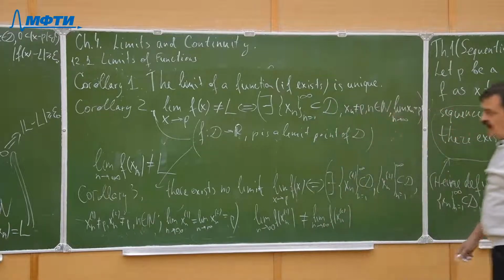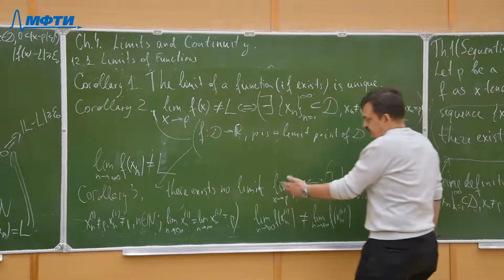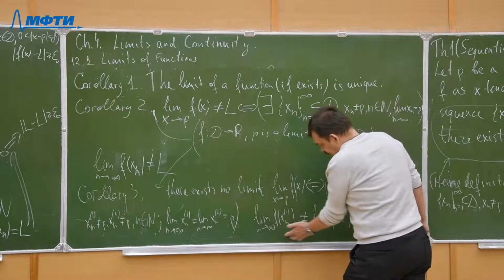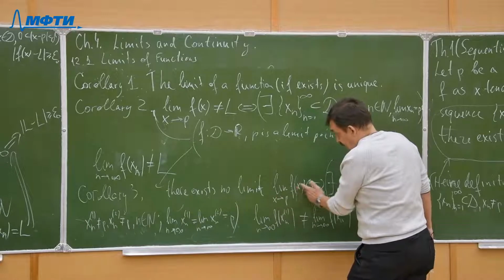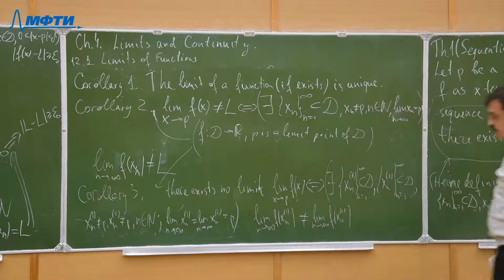Why? Because if we suppose this is L1, the limit might equal L1 because of the first sequence, but not because of the second sequence, and vice versa.